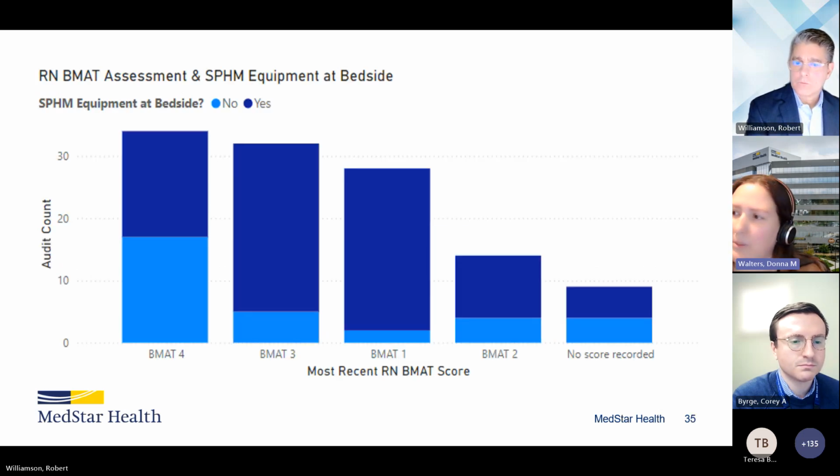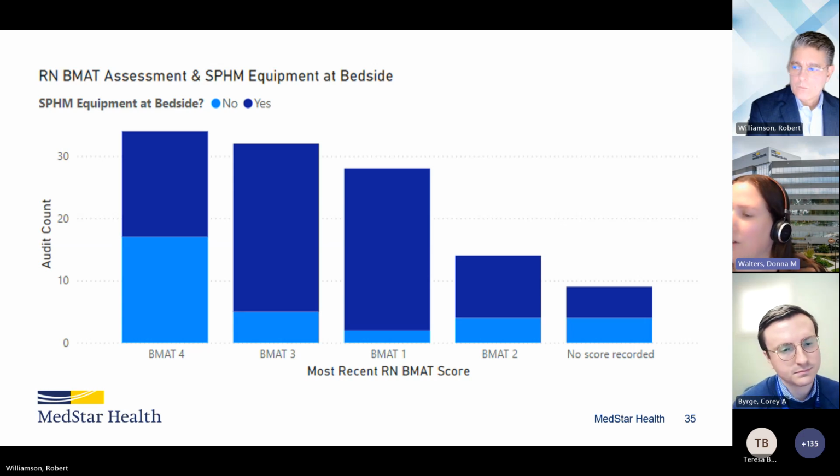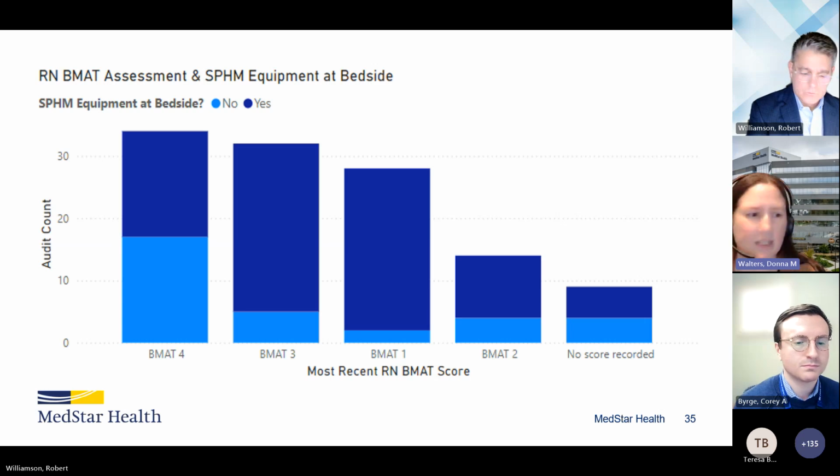The other question that came up anecdotally was, there's no equipment at the bedside. They don't have the slings at the bedside. They don't have them available. So that was why we came up with that question. And all these questions came up with the interdisciplinary team at the system level from what they were hearing locally at their sites. So as you can see, yes, there was equipment at the bedside where it appropriately should have equipment. Next slide, Bob.